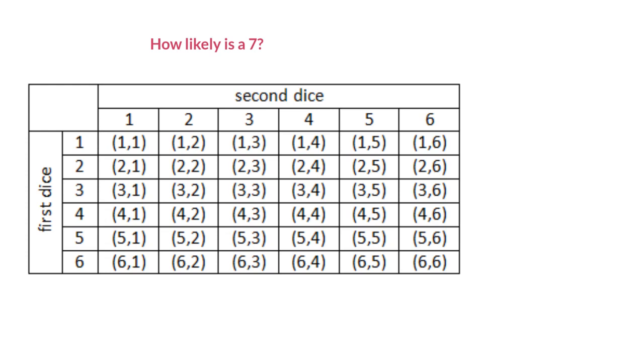All right, folks, so for today's video, we are going to be looking at how likely it is to roll a 7 when we roll two six-sided dice. So what we've got here is actually a sample space. And this is a little complicated, so I'm going to try to explain what's going on here.